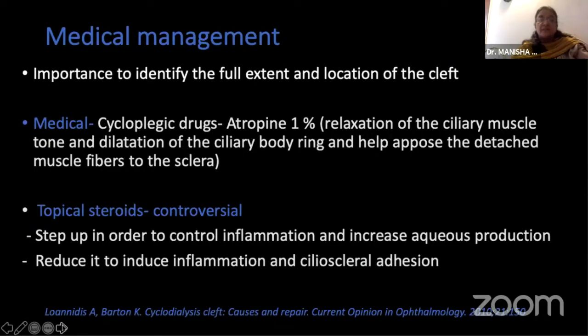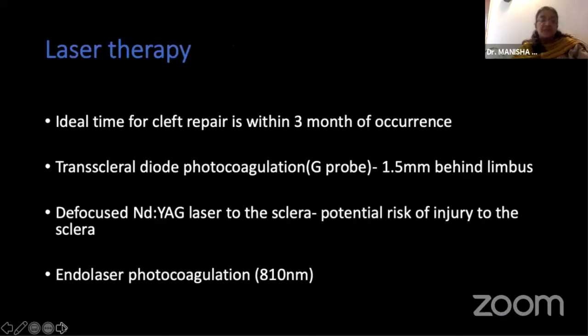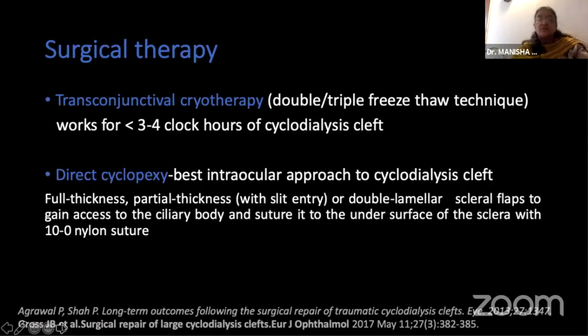As far as the management described in literature is concerned, you can have medical management in the form of cycloplegic drugs. There is a controversial role described for topical steroids, where some people say that controlling inflammation can increase the aqueous production, while some say that inducing inflammation and avoiding steroids can cause a cilioscleral adhesion. There's a description of various kinds of laser therapy involving transscleral diode laser photocoagulation and also a defocused Nd:YAG laser to the sclera, but there's always a risk of injury to the sclera.